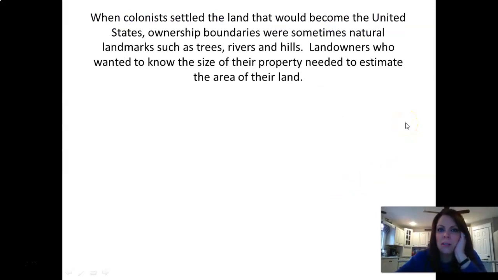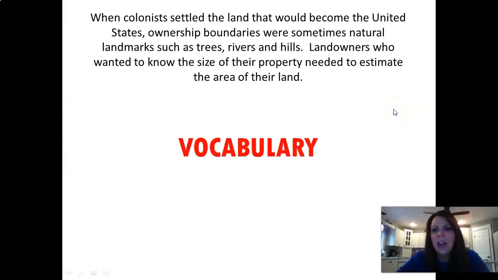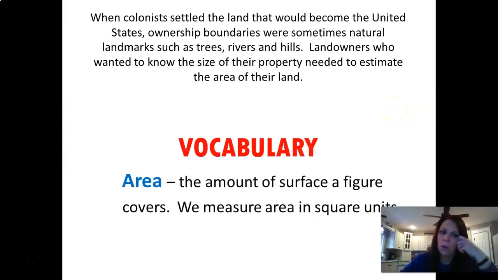When colonists settled the land that would become the United States, ownership boundaries were sometimes natural landmarks, such as trees, rivers, and hills. Landowners who wanted to know the size of their property needed to estimate the area of their land. This is absolutely true. People would say, you know, my yard goes from that fence post to that big rock right there to that tree, and so on. So that probably caused a lot of arguments back in that time, and we definitely have a way better way of doing it now. But they did have to estimate their land ownership.